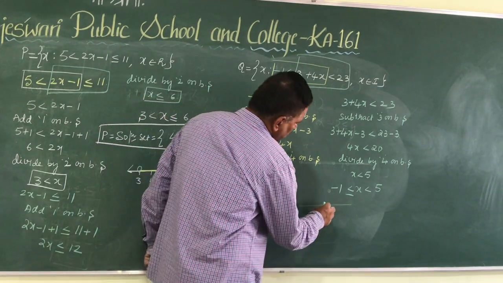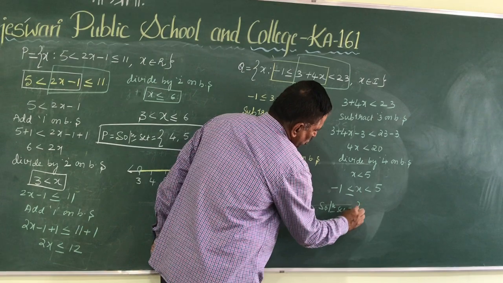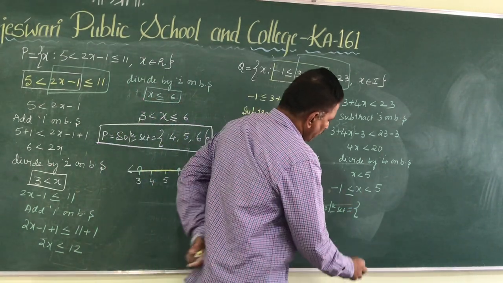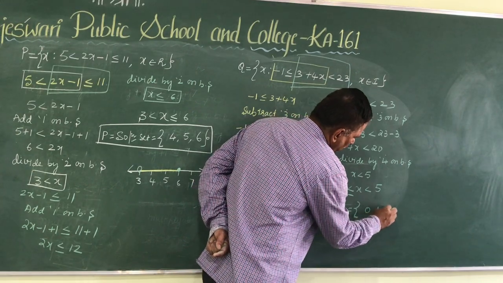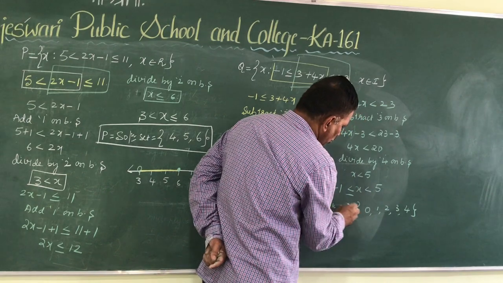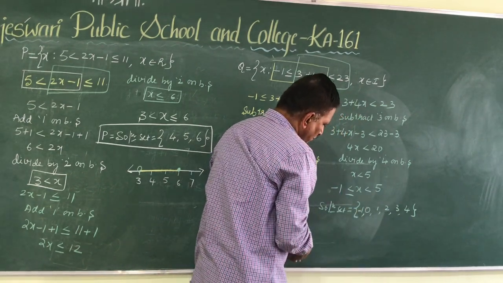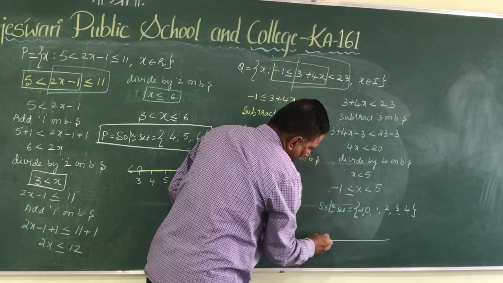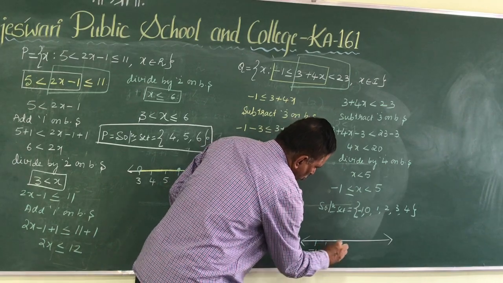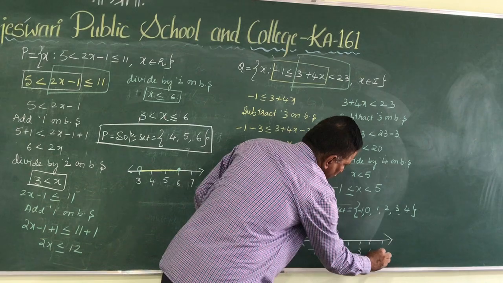So what are the solution set? Solution set are what? We have to write those values which are present between minus 1 and 5. The values which are present between minus 1 and 5 are what? 0, 1, 2, 3 as well as 4. So minus 1 is included, hence you take minus 1 also. So for this, you have to draw the number line. From where to where? You have to take minus 1 if you want. Minus 1, 0, 1, 2, 3, 4 as well as 5.